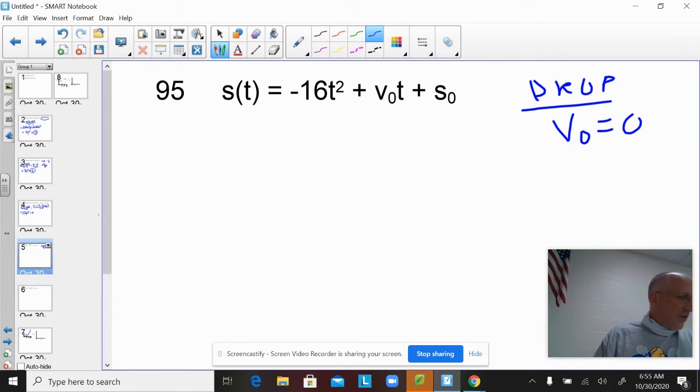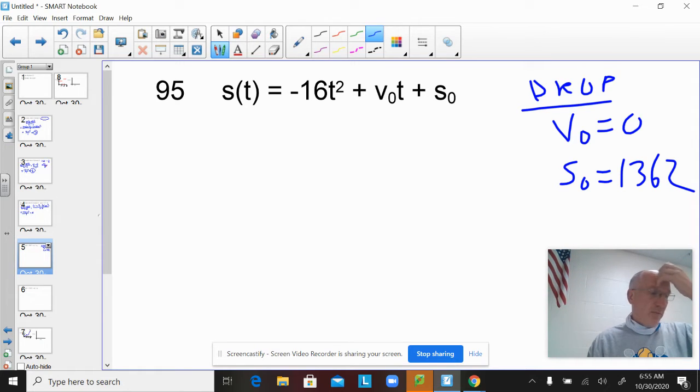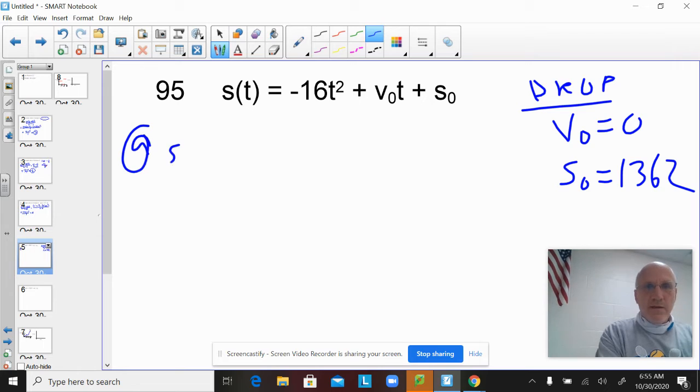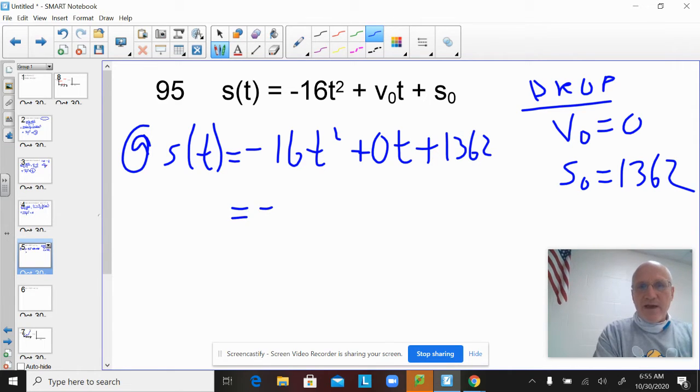Coin drops from the top of a 1362-foot tall building. So that's telling me the initial height, 1362. So you have to have interpreted that from the problem. Part A says determine S of t and V of t. Well, S of t is just plugging in these numbers to the equation that I gave. This is negative 16t squared plus 0t, because the initial velocity is 0, and plus 1362. I would probably clean that up and not have that 0 term in the middle.